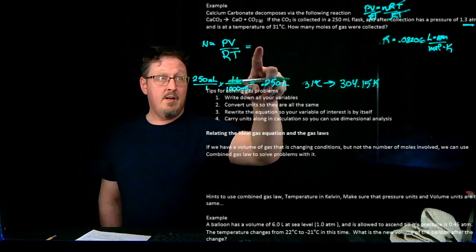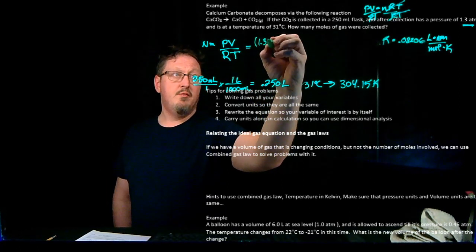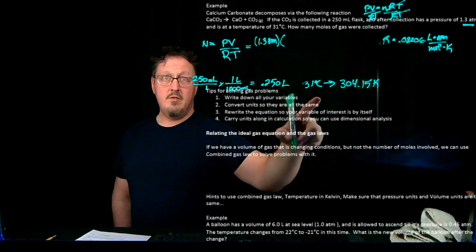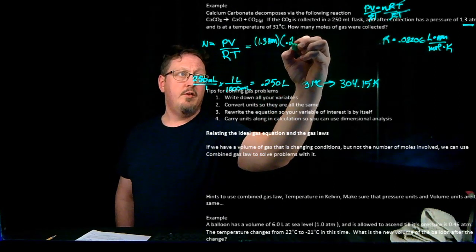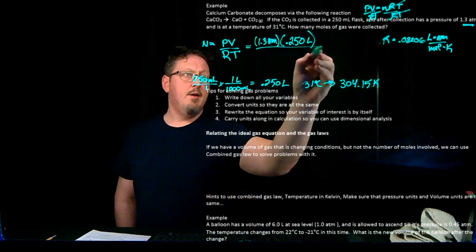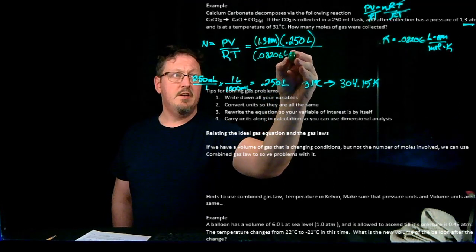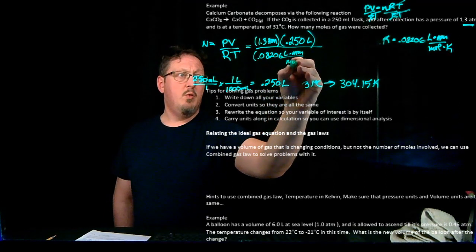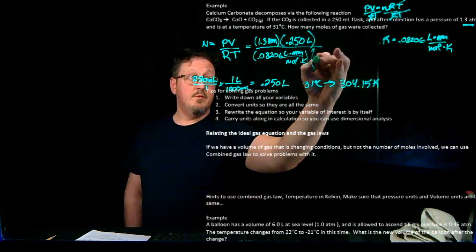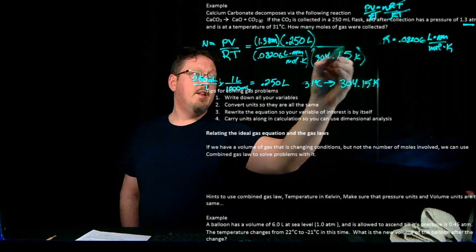So pressure is 1.3 atmospheres, 1.3 ATM times our volume, which was right here, which is 0.25 liters. So that's that. We're going to divide that by R times, so 0.08206 liters atmospheres divided by mole times K. That's going to get multiplied by our temperature in Kelvin, which is 304.15 K. Make my line a little bigger.